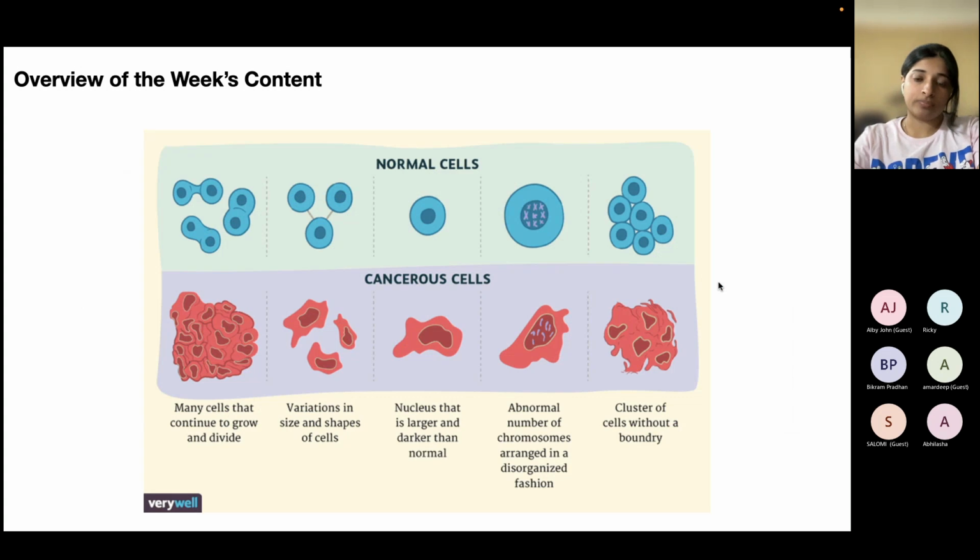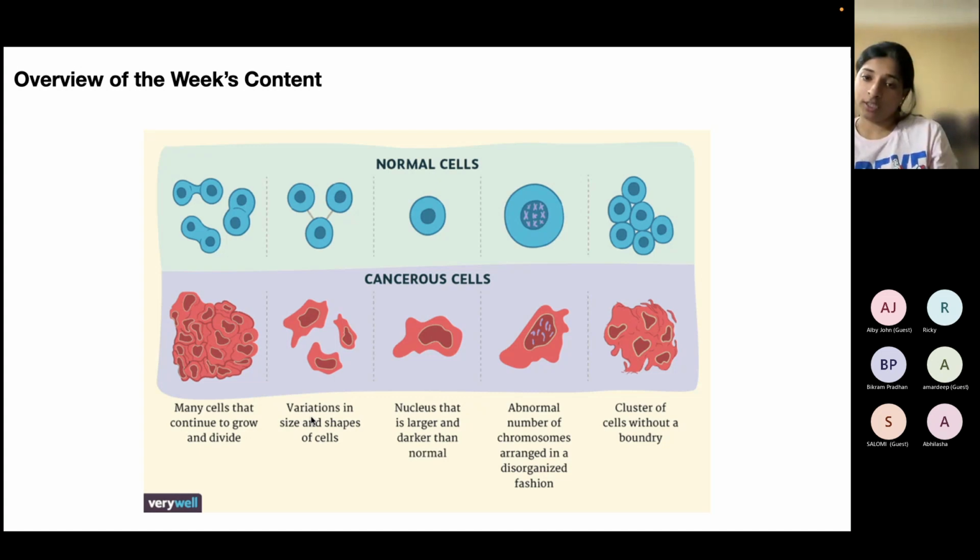And if you look at just the overall morphological features of cancer cells, we can see that many cells continue to grow and divide, most often forming a lump-like structure. They are not spaced or organized in an orderly manner. There are variations in size and shape of cells, whereas normal cells, if they are all terminally differentiated, are all of similar morphology. But in cancer cells, that need not be the case. They are just present in all sizes and shapes.